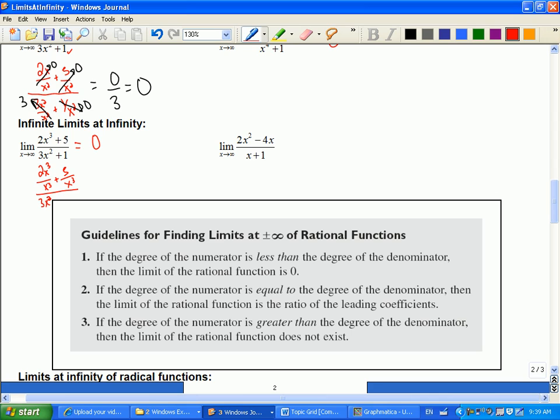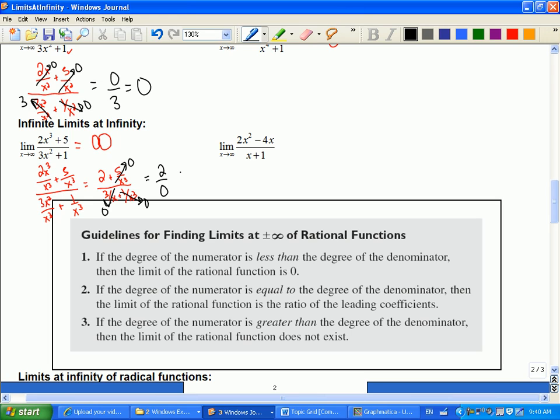So 3x squared divided by x cubed plus 1 over x cubed. So 2 plus 5, sorry, that should have been an infinity, right? 2 plus 5 over x squared cubed divided by 3 over x plus 1 over x cubed. So these pieces on the bottom, that'll be a 0, that'll be a 0, that'll be a 0. So I just end up with 2 over 0.